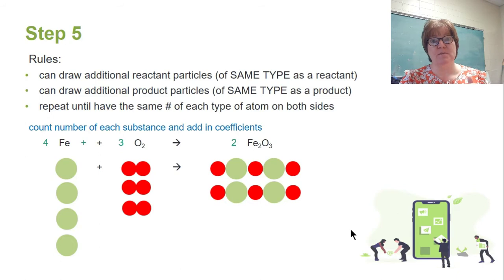This becomes important because one thing people do wrong a lot in balancing chemical reactions is they try to change the subscript, and you can't. The only thing we can do when balancing is to change the coefficient.